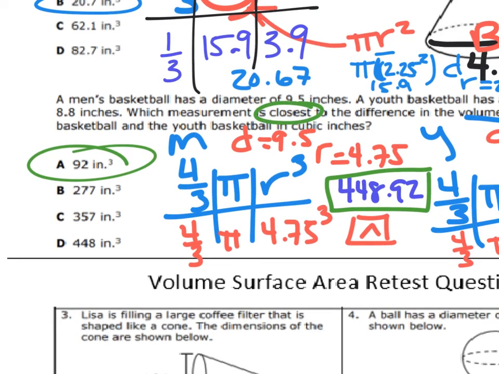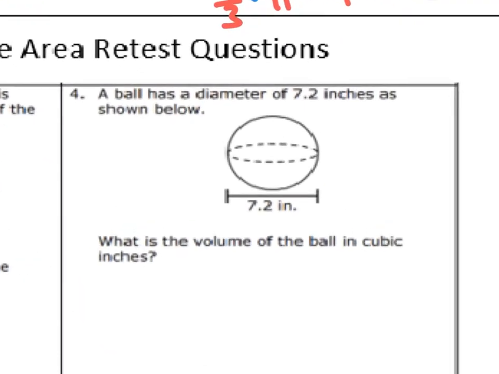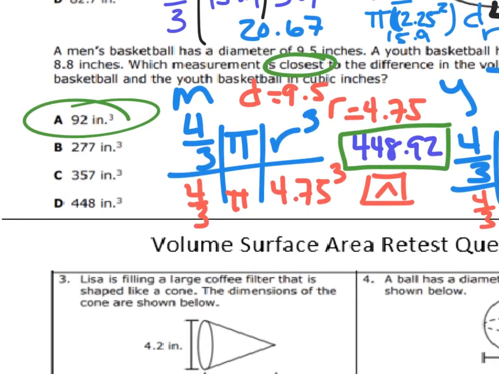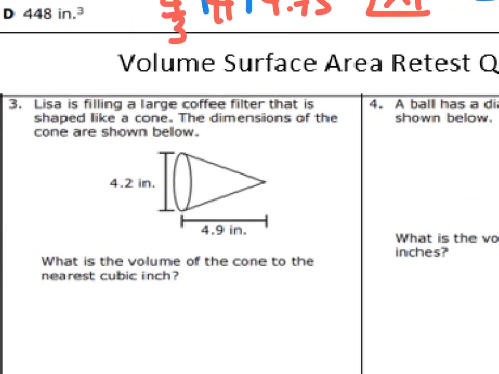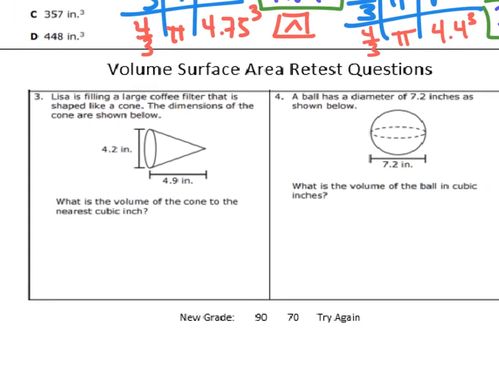Now, fortunately for us, on your reteach question, you're only going to have to find the volume of one sphere. You're not going to have to do two and find the difference. So you're just going to have to do the formula one time and then get your answer. And then we have a cone just like we did before. So go ahead and do the 2 retest questions to see what your new grade is going to be.